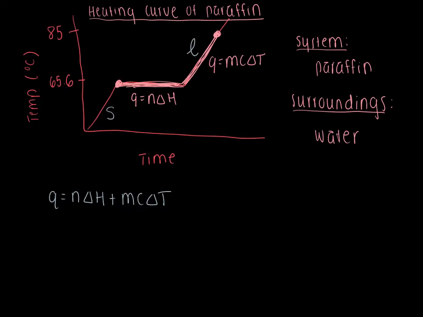From the heating curve, we know that the paraffin is melting to become a liquid and then heating up in the liquid state until 85 degrees. To find the total heat gained by the paraffin, we need to add Q equals n delta H plus Q equals mC delta T. Then, once we know the total heat, we can solve for the specific heat capacity of the paraffin.